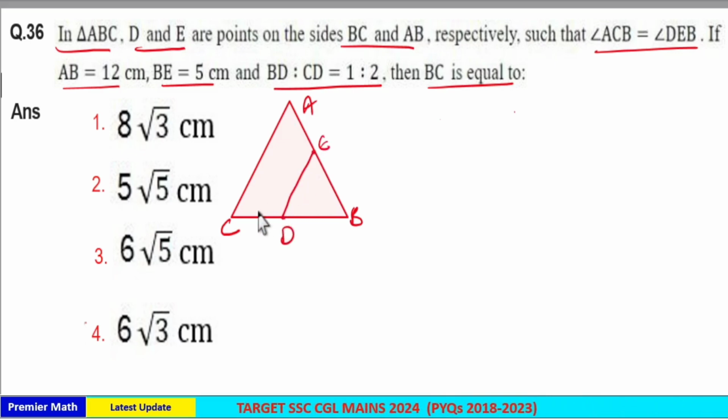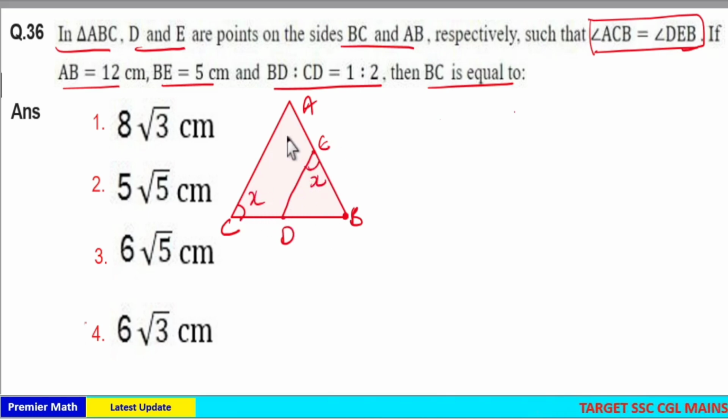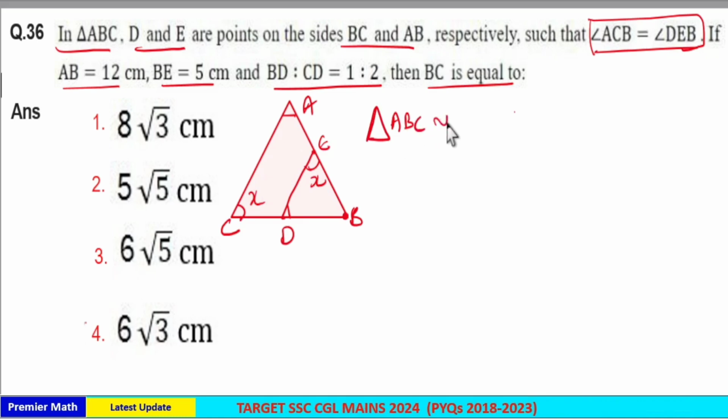You got two triangles, one larger triangle and one smaller triangle. And here angle B is common to both the triangles. Also angle ACB equal to angle DEB. Both are equal. Now two angles are equal means the third angle will also be equal for both the triangles. So three angles are equal means larger triangle ABC is similar to smaller triangle DEB.